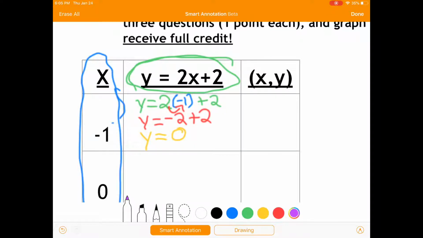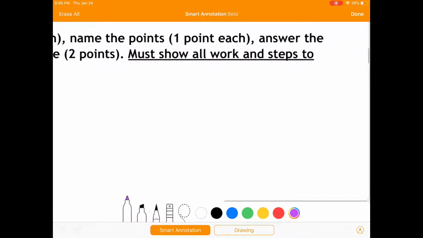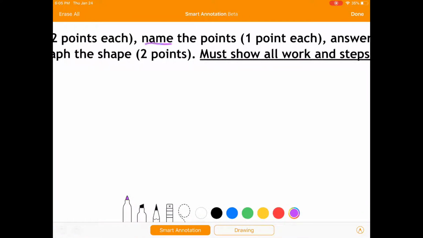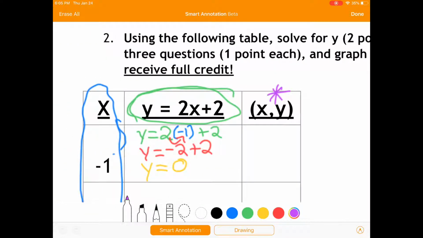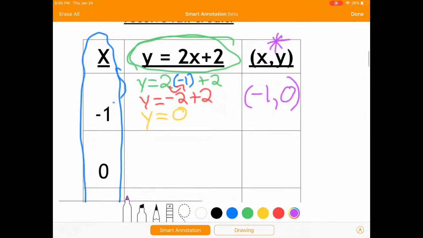So in this third column, it's not asking just for the y value. It's asking for an ordered pair, or it says to name the points. So when we name the points, we're wanting the x and y value to create our ordered pair. So I'm going to put the x value, which was -1, that we substituted in, and the 0 that was the y value that we found. And we're going to do this for all of these.